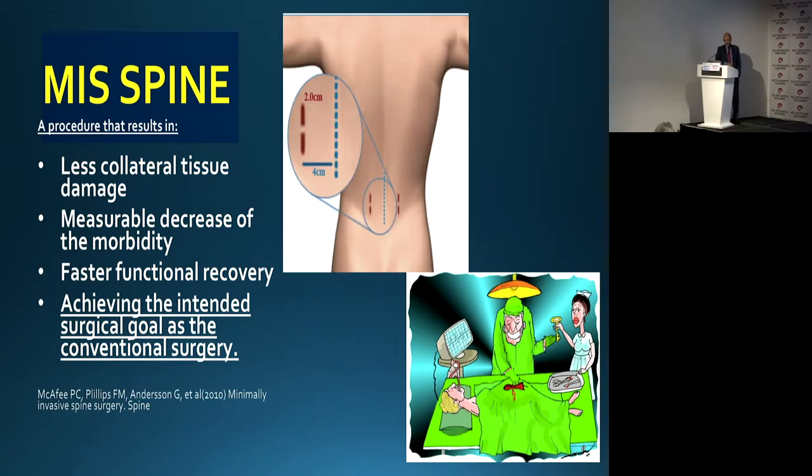So MIS, why did we have to think about it? Because we thought we could give less collateral tissue damage, a measurable degree of decrease in morbidity, and faster recovery. The idea is that if you cause less pain and smaller incisions, you can have faster recovery, while achieving the intended surgical goals of a conventional surgery.